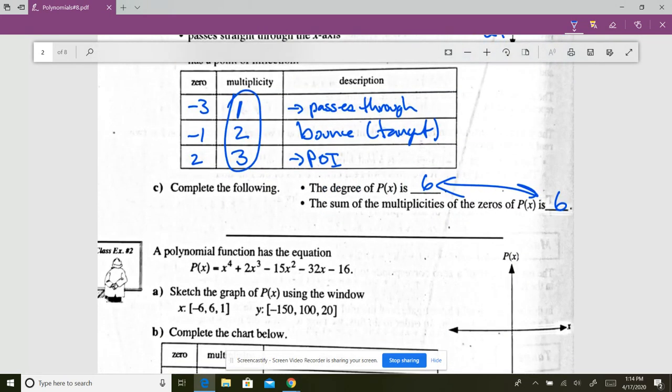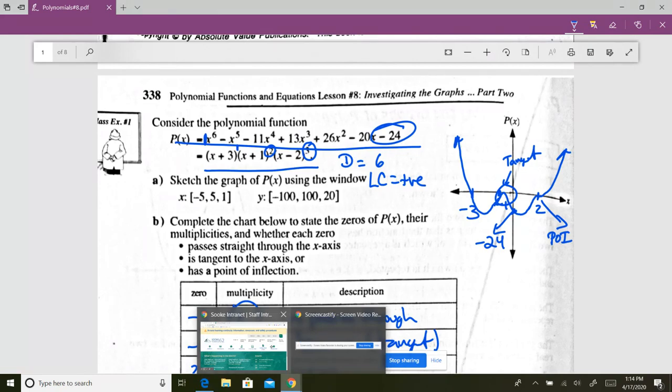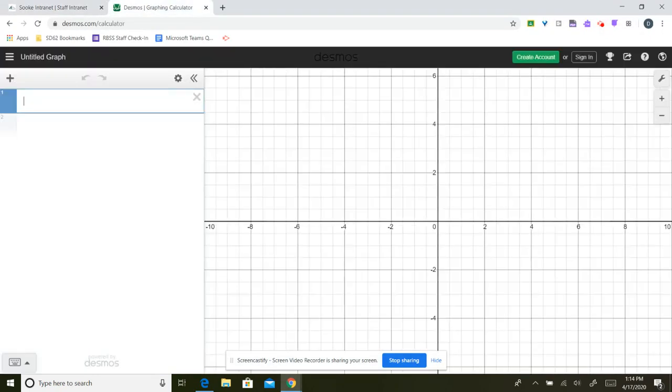Okay. Let's look at, actually, yeah, let's go to Desmos for 1 sec here. I'm just going to show a standard POI.